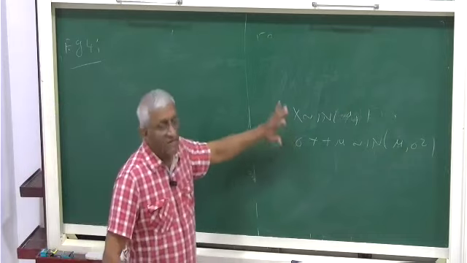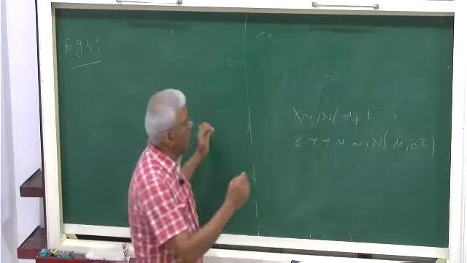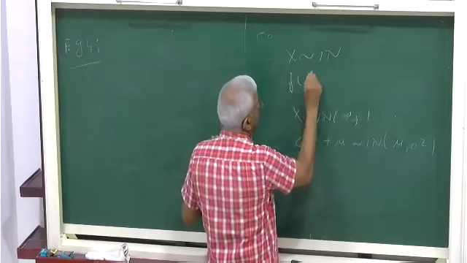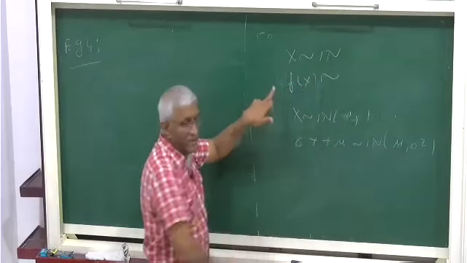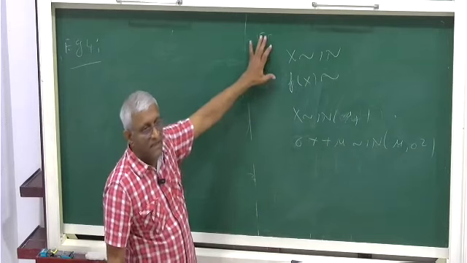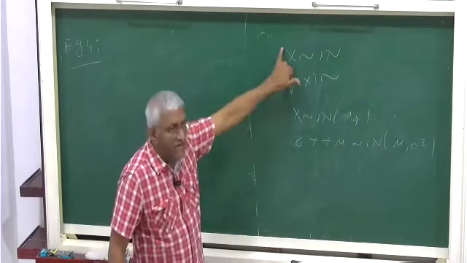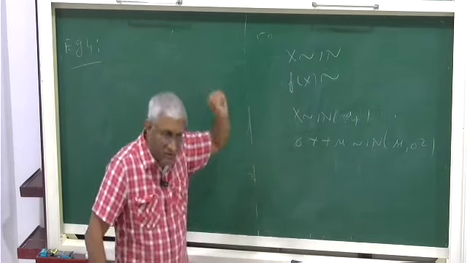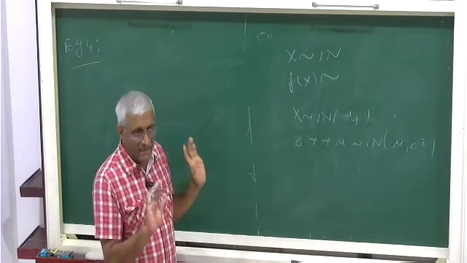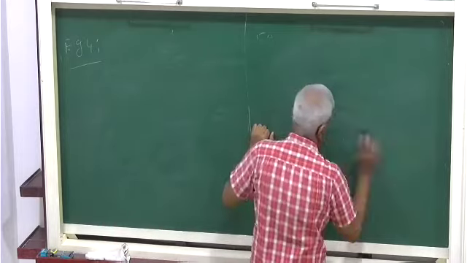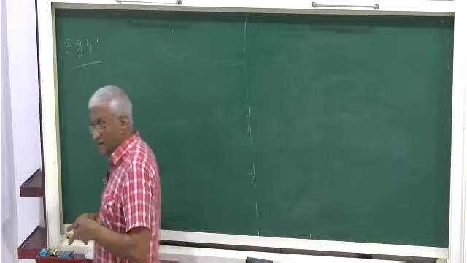But the other way is also true. If X follows normal and f of X also follows normal, then this f should be linear. I mean, a function of a normal random variable follows again normal if and only if it's linear. We will prove it later. But that is not true for other distributions.